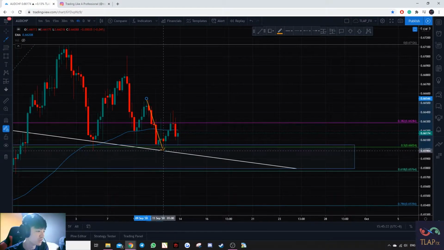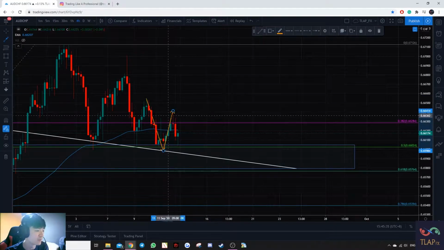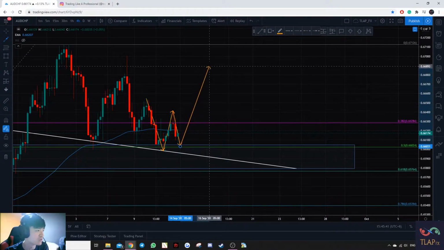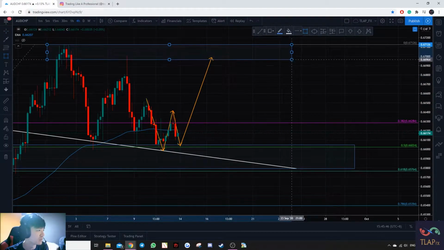We have a push down, and prices made this neckline over here, comes back down to retest previous low, and we are actually looking for an upside move towards potentially previous high, which is here.